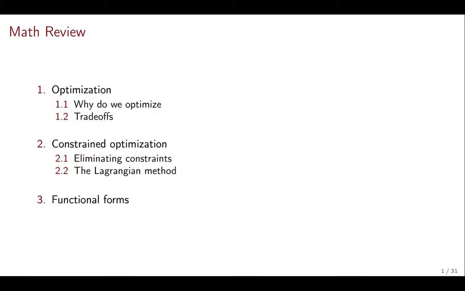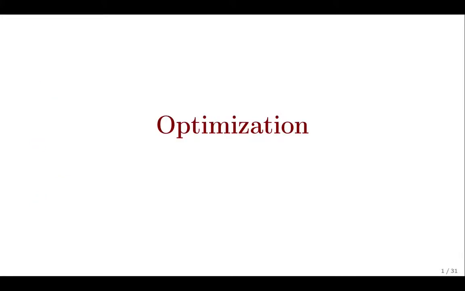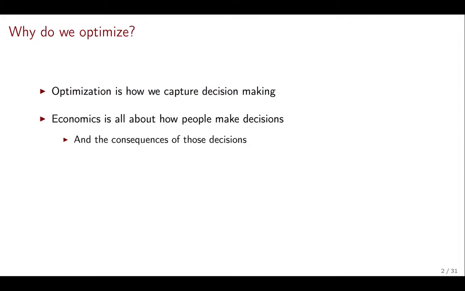Okay, so off to our first topic, optimization. And I want to take a step back, and before we actually solve any optimization problems, think a little bit about why do we optimize? Why do we need to talk about this in economics? Turns out optimization is how we capture decision making. And decision making is important because economics is all about how people make decisions. It is all about the way they make them and the consequences of those decisions.